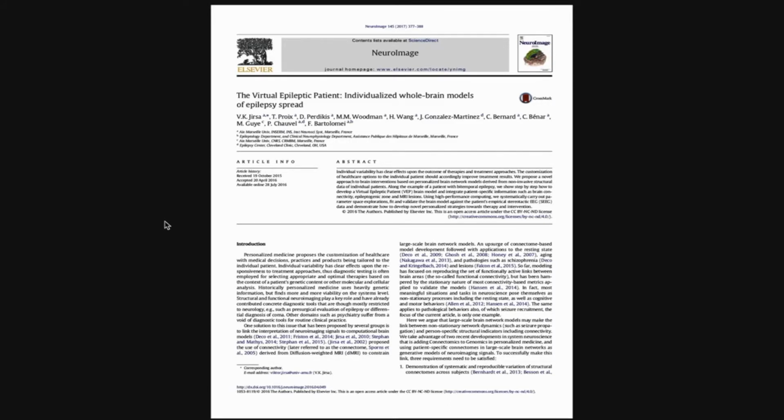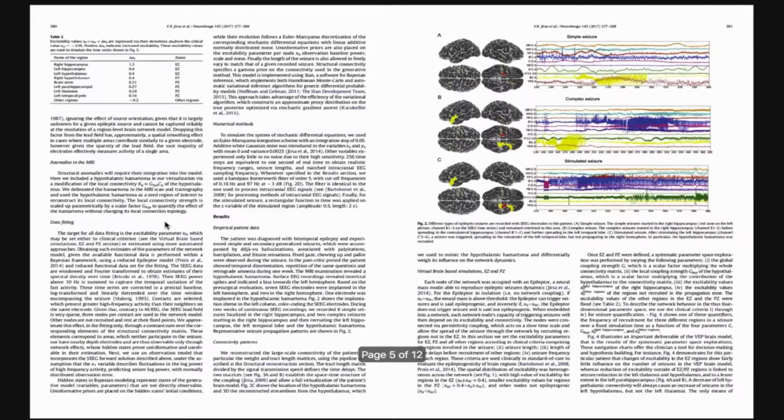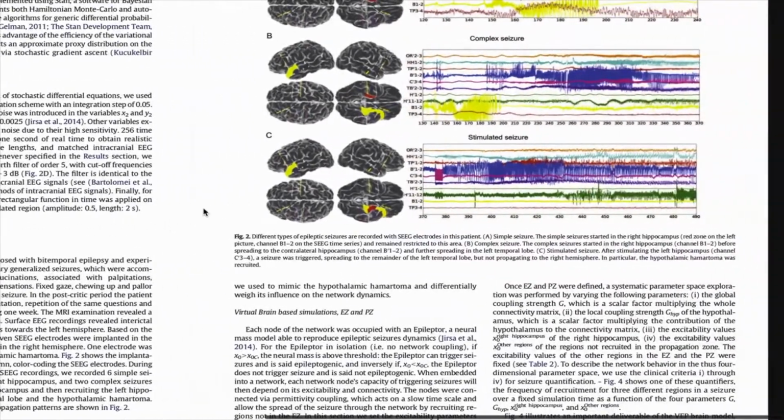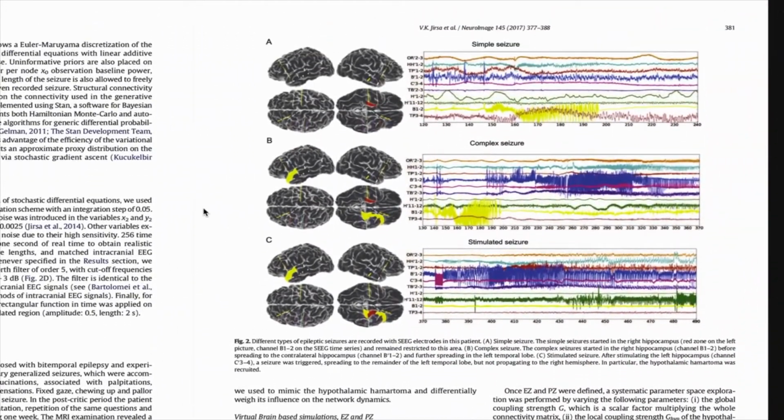What the authors in this article did, they recorded empirical data from a patient with temporal lobe epilepsy. The empirical data in this case was stereotactical EEG, so they implanted electrodes into the cerebral cortex of this patient. They were able to record electrical activity of a simple seizure, up here where those fast oscillations can be seen in just one region, or in the region close to just one electrode.